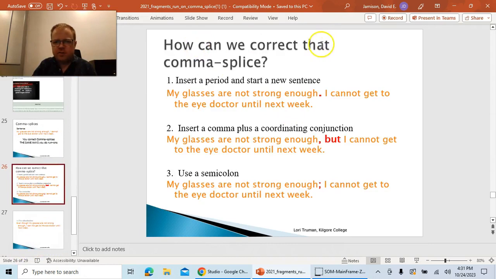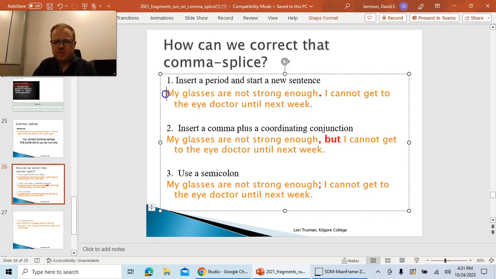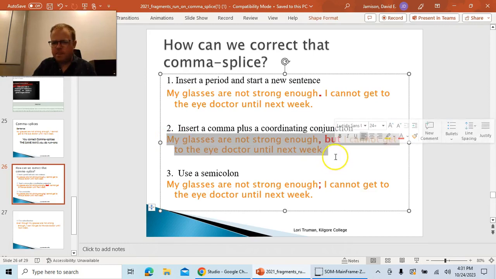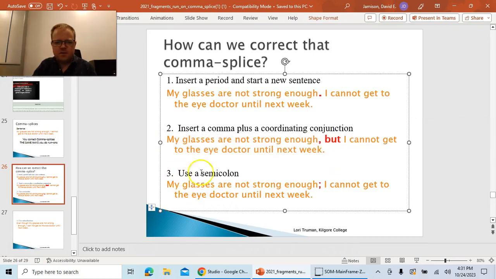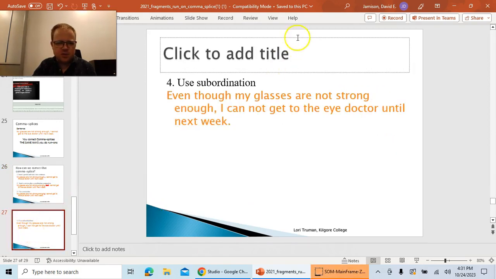How can we correct that comma splice? Insert a period, like I just said. My glasses are not strong enough. I cannot get to the doctor until next week. Insert a comma plus a coordinating conjunction. My glasses are not strong enough, comma, but I cannot get to the eye doctor until next week. Probably "and" would have been better. We can use a semicolon. My glasses are not strong enough, semicolon. I cannot get to the eye doctor until next week.